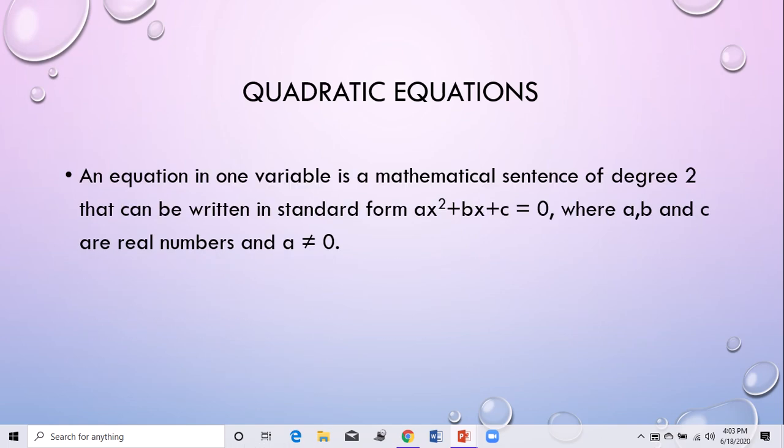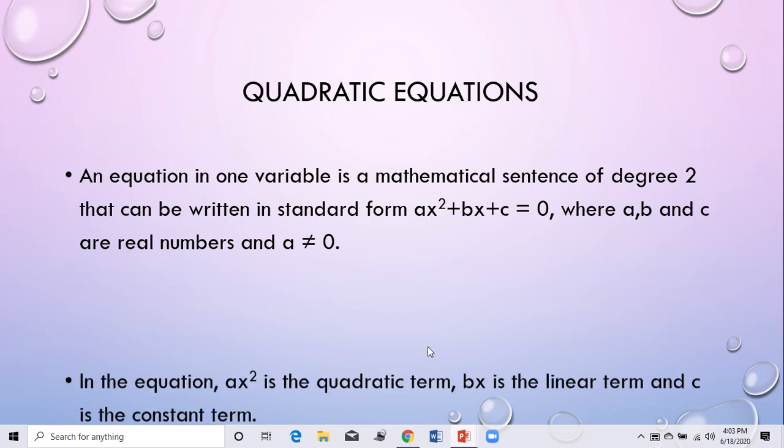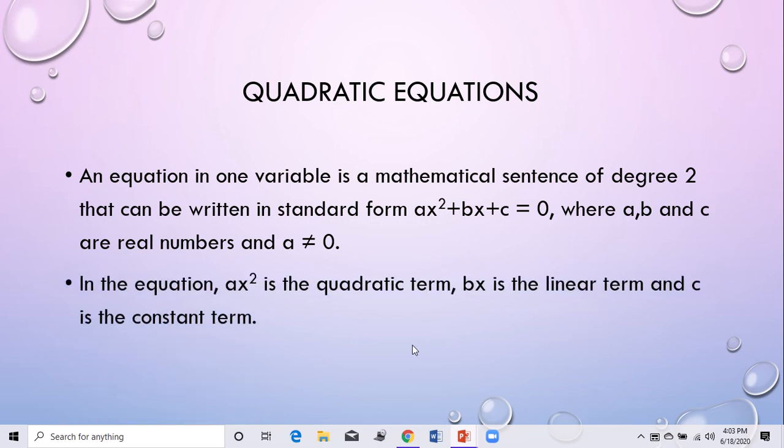Quadratic equations. An equation in one variable is a mathematical sentence of degree 2 that can be written in standard form ax squared plus bx plus c equals 0, where a, b, and c are real numbers and a is not equal to 0. In the equation, ax squared is the quadratic term, bx is the linear term, and c is the constant term.